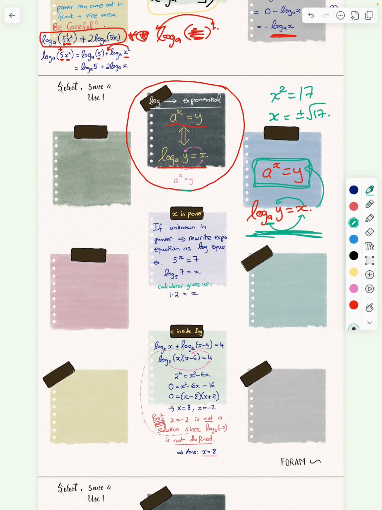So this is the log to exponential. And when do you use this? If the x is in the power, if there's an unknown in the power, then you rewrite the exponential equation as a log equation. So 5 to the x equals 7. If you see an unknown in the power, just be aware that at some point you're going to have to use logs. So log base 5 of 7, that works because 5 to the x equals 7 is the equivalent exponential equation. That can go straight into your calculator and gives you a solution after tidying up, after cutting out a few decimal places.